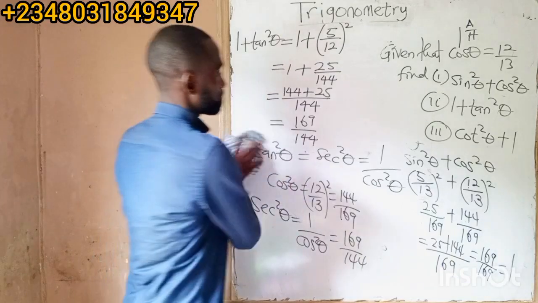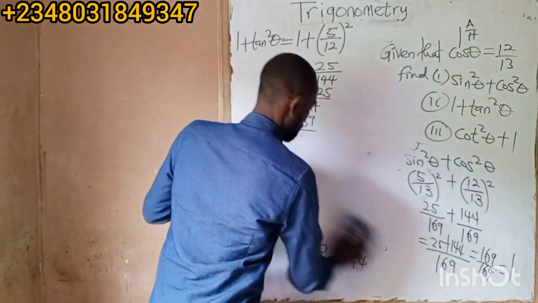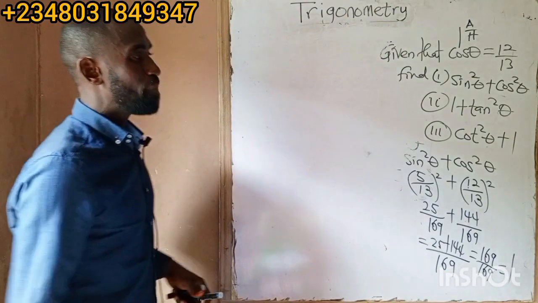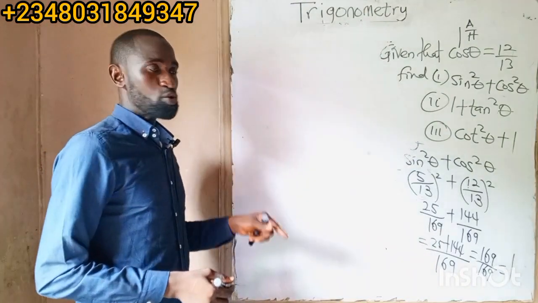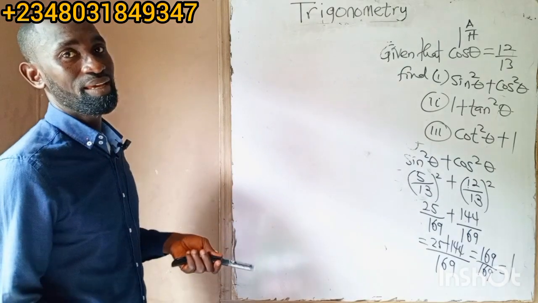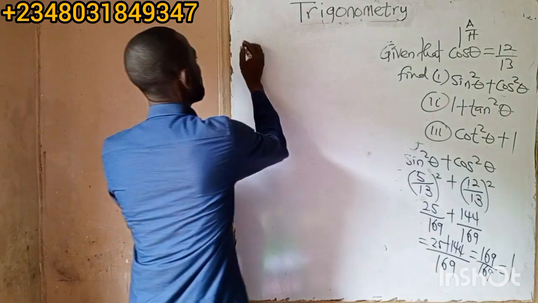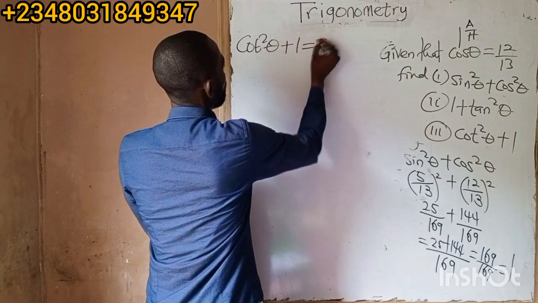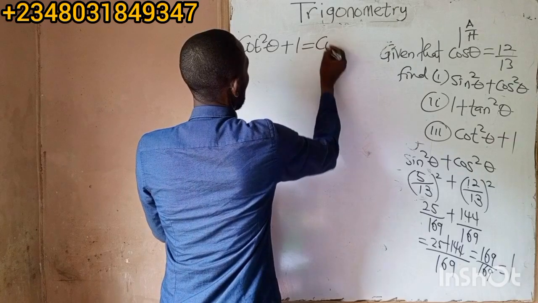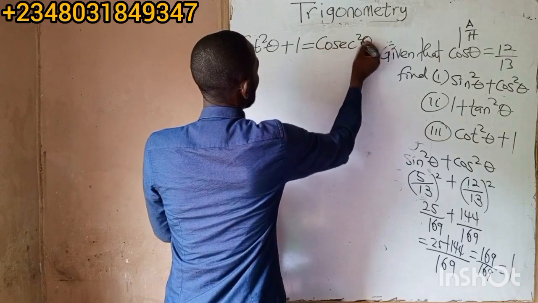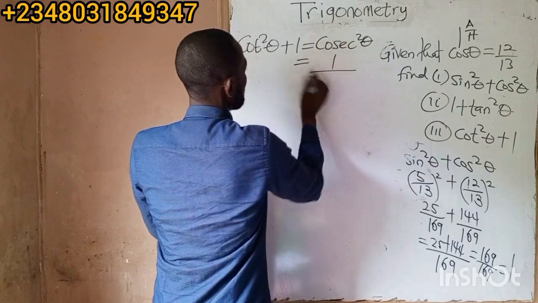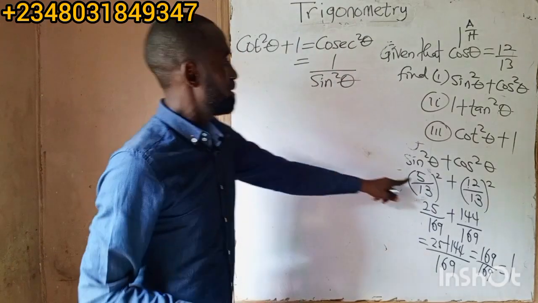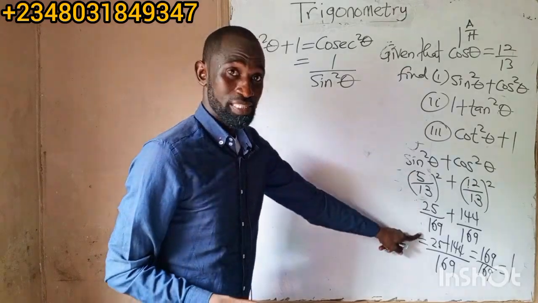So the third one, we have cos² theta plus 1. Cos² theta plus 1 will give us cosec² theta, from my basic identity. And cosec is the inverse of sine, so the inverse of sin² theta. So I need to get my sine. Sine² theta is 25 over 169.